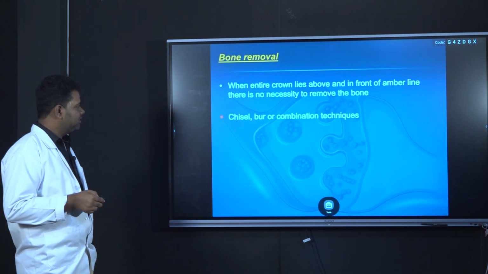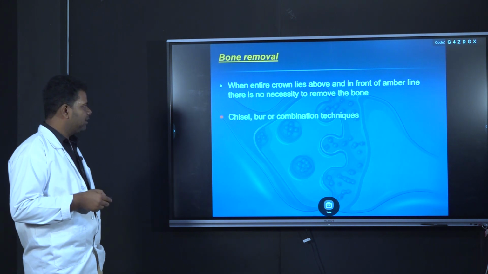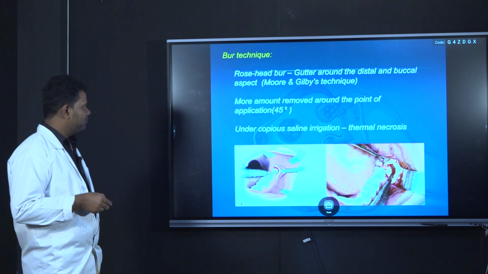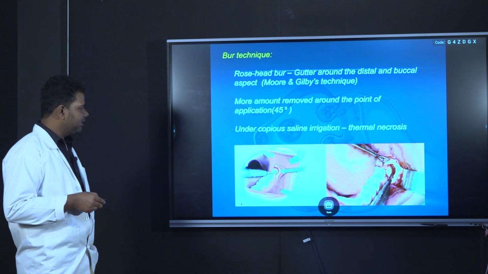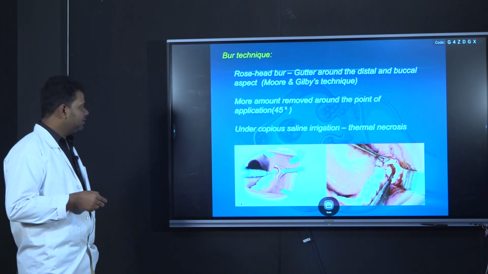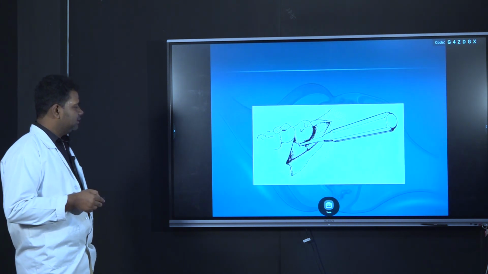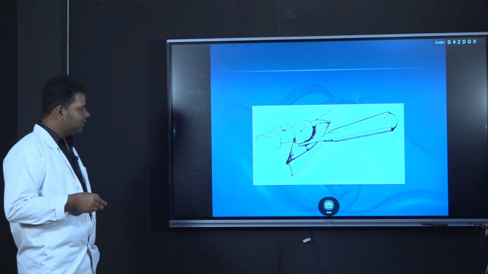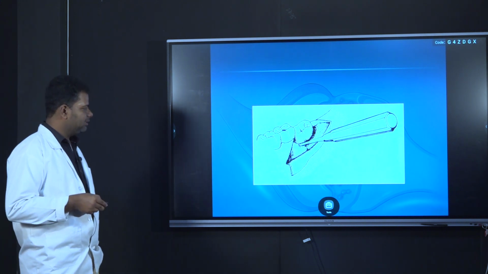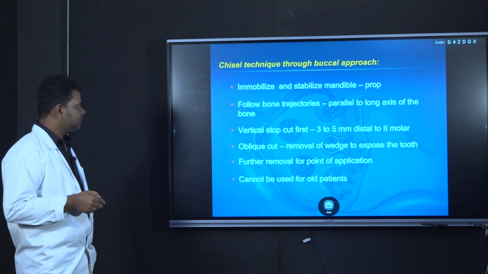And here the bone removal is done. It can be done with the help of chisel, burr, and a combination. And here the Moore and Gillbe collar bone removal technique is used under copious amounts of saline irrigation, so that it does not result in thermal necrosis. Now the next step is that we should apply our elevator where the red line is pointed and extraction is done.